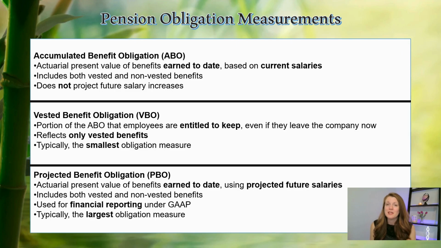Then we get to the PBO. This is the one that we're going to be using throughout the rest of the chapter. So this is what you want to focus on. Projected benefit obligation. This is a liability, and this is where the actuary is going to consider the present value of the benefits they've earned to date using future projected salaries. So they're going to make an estimate as to what they will be making in the future. It includes non-vested and vested benefits. And this is what is used for GAAP. So that means that's what we're going to use in this class. The other ones, just kind of letting you know they exist. Projected benefit obligation is what we'll use here.